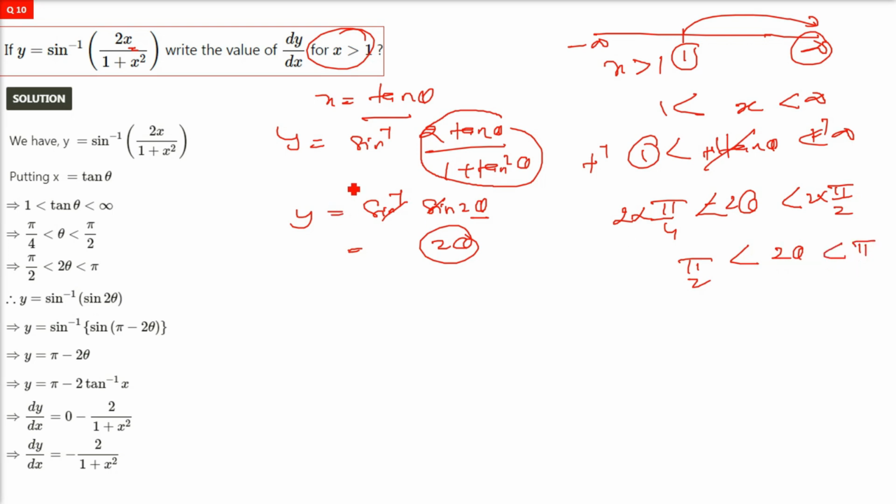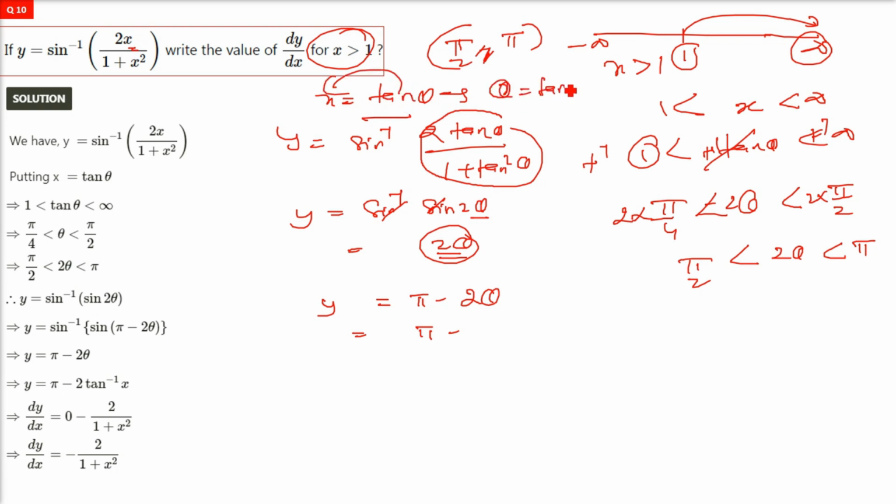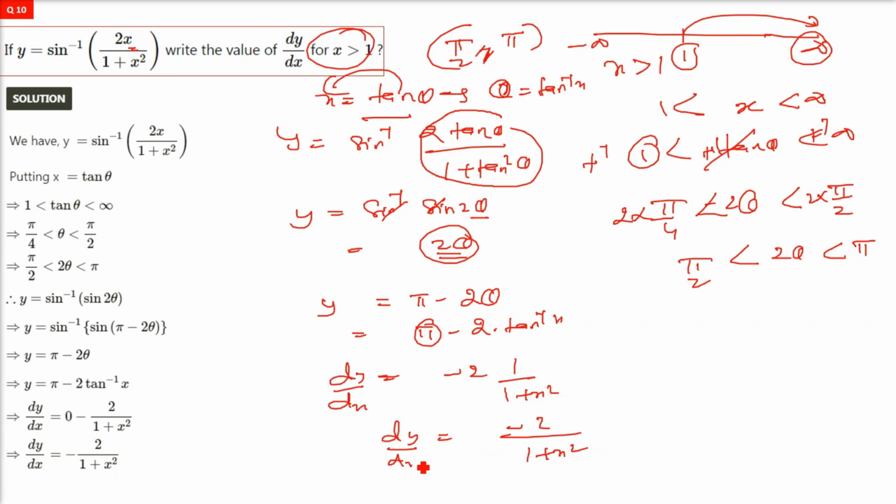Here you have pi. So this is not in the range which we wanted. It has to be between minus pi by 2 and pi by 2. So you will not get 2 theta. You will get pi minus 2 theta, as we have seen in the earlier question. So it is going to be pi minus 2 theta. Now it is okay. Theta is what? X is tan theta. Theta will be tan inverse x. So put theta as tan inverse x. Pi minus 2 into tan inverse x. Now differentiate. dy by dx will be, pi is going to be 0. Minus 2 times derivative of tan inverse x, which is 1 by 1 plus x square. So minus 2 by 1 plus x square is the solution. Okay. This is your answer.